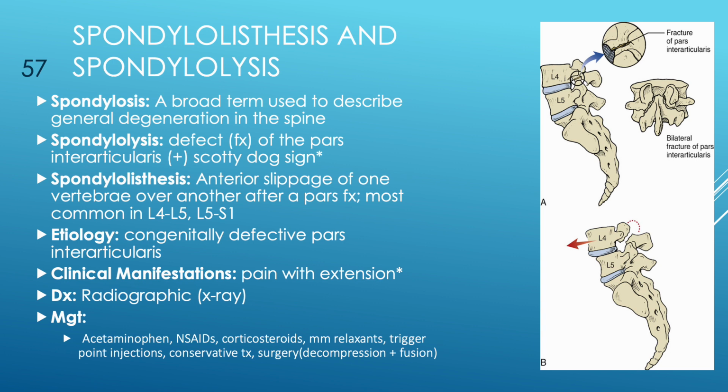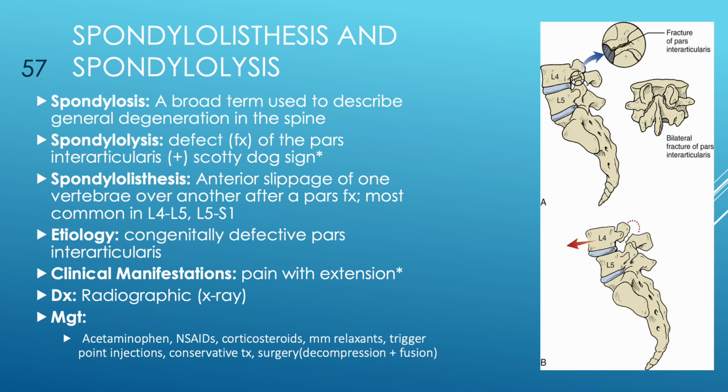So spondylosis is a general term used to describe the degenerative changes in the spine, including disc degeneration, osteophyte formation, and facet joint arthritis. Clinical manifestations can include neck or back pain, stiffness, and reduced range of motion.